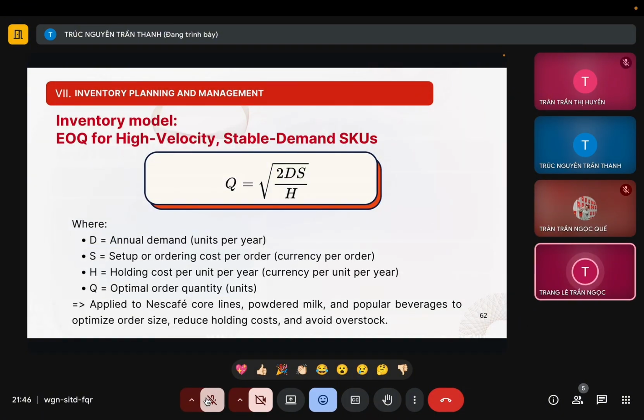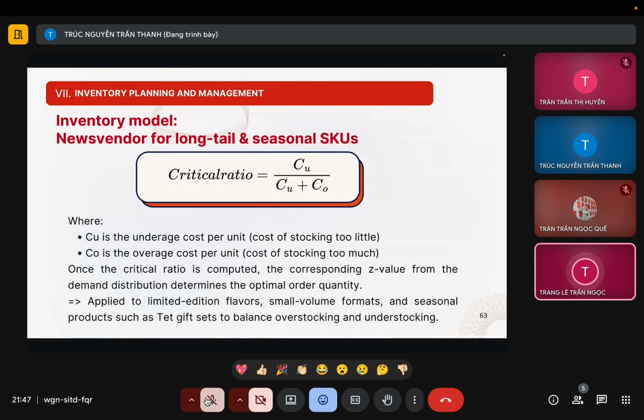Next is inventory models to address the inventory challenge. First one is EOQ for high-velocity, stable demand stock keeping units. This is applied to Nescafé, Cola, powdered milk, and popular beverages to optimize order size, reduce holding costs, and avoid overstock.